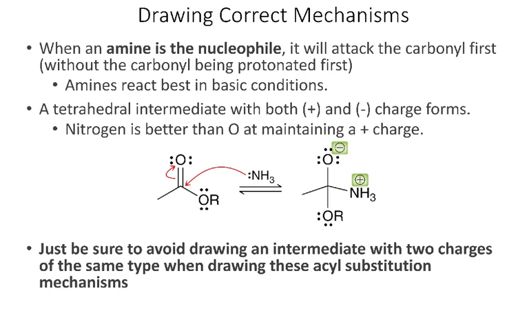Just be careful. Another thing to keep in mind when you're drawing mechanisms to make sure that they're appropriate, right? Don't make new negative charges in acidic conditions. Don't make new positive charges in basic conditions. It's okay to have positive and negative charges together, but don't have two charges of the same type when drawing these mechanisms, right? So don't make two negative charges or two positive charges at the same time. That's not going to be stable. And it's okay to have the positive charge on the nitrogen, because nitrogen being less electronegative than oxygen, it's okay to have that positive charge on the nitrogen atom.